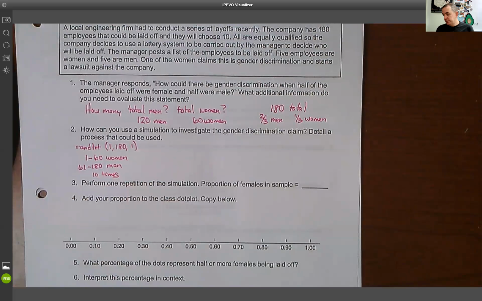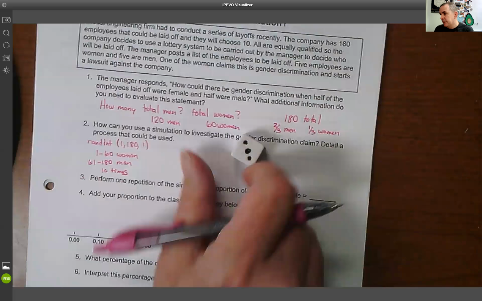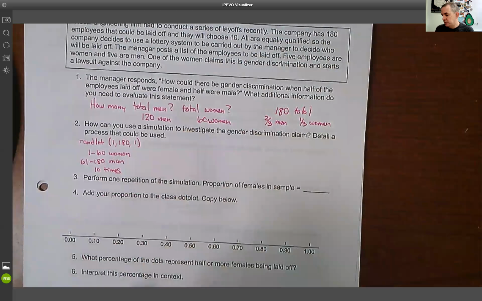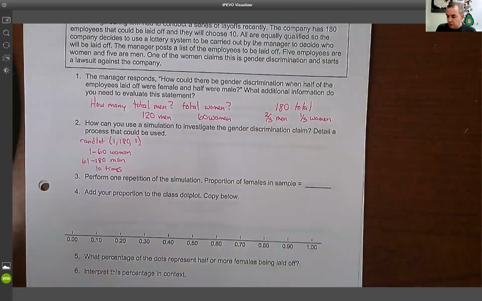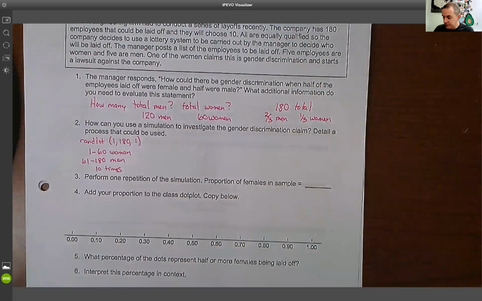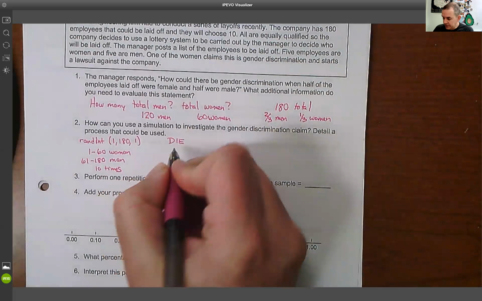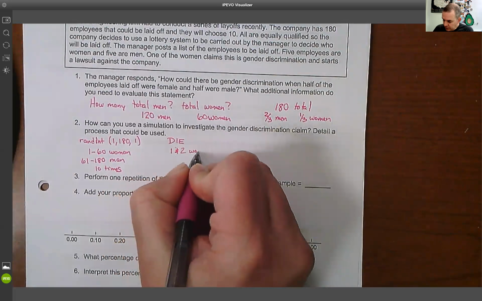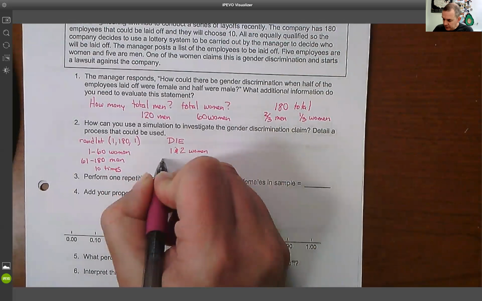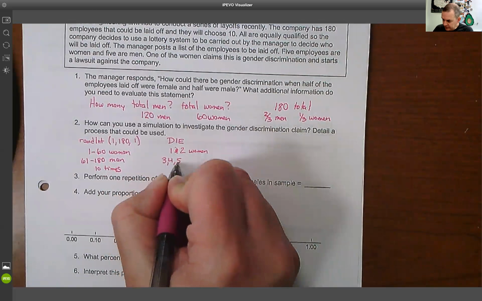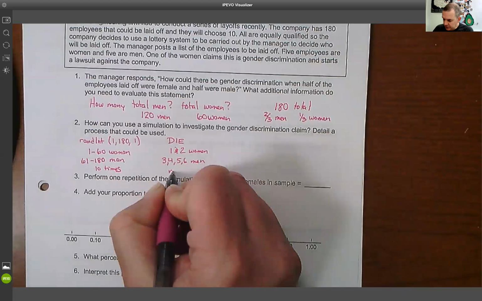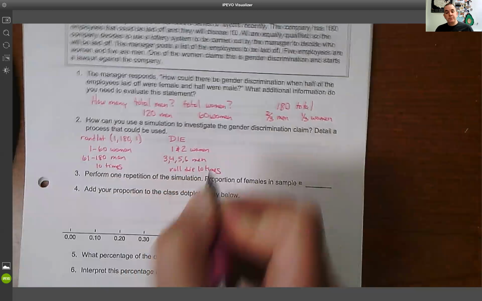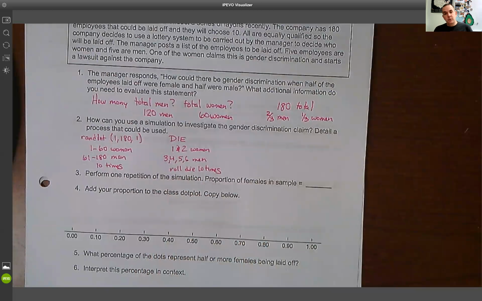Another one we could do is use a die. There are 6 sides to a die. We could pick 2 sides for women and 4 sides for men. So we could say 1 and 2 are women, 3, 4, 5, and 6 are men, and we could roll the die 10 times. So there are lots and lots of different ways we could do it.